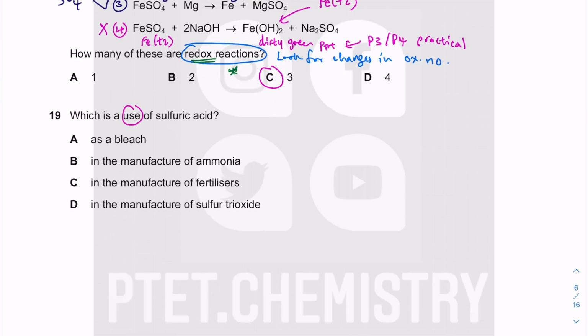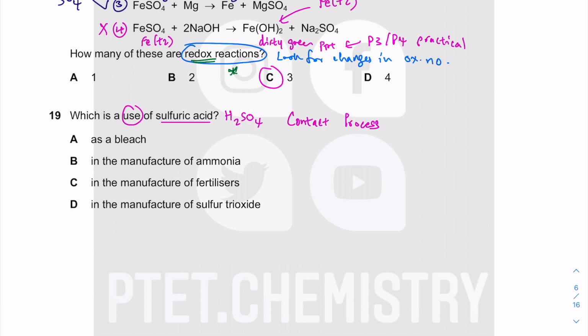Question 19, what is the use of sulfuric acid? Sulfuric acid, you cannot believe how many GCSE, IGCSE, or O-level students don't even know the formula of a common acid. This is actually formed as part of the contact process. You can never get the formula of this wrong, just like you can never get the formula of other ions incorrect, okay?